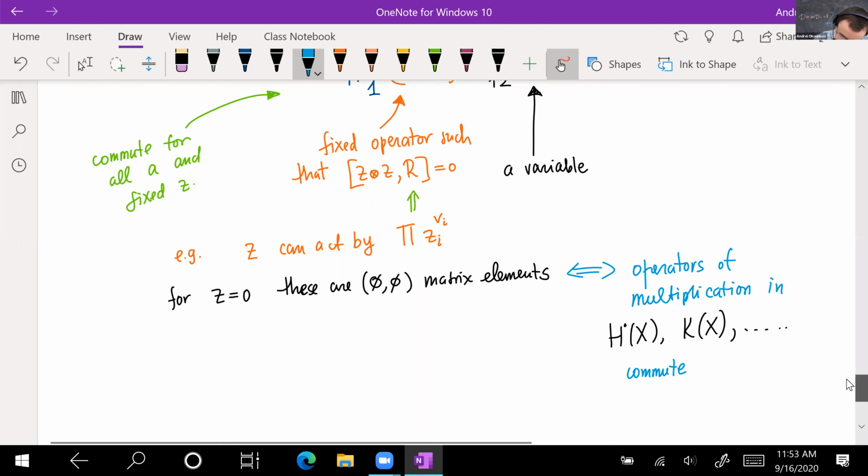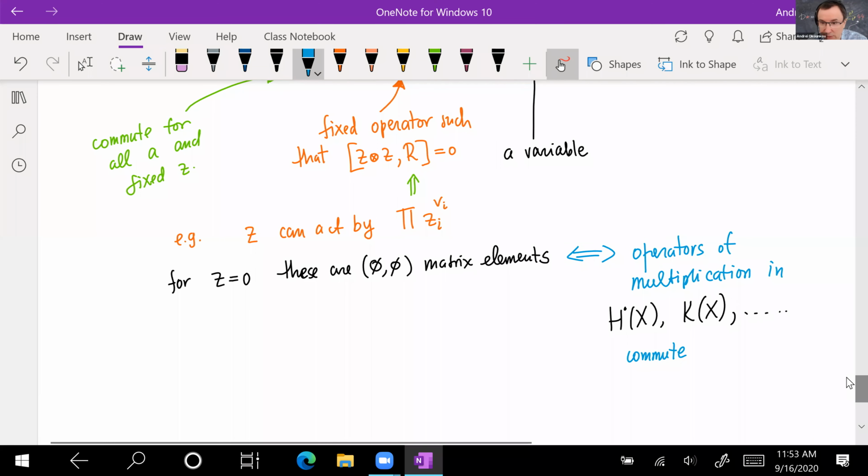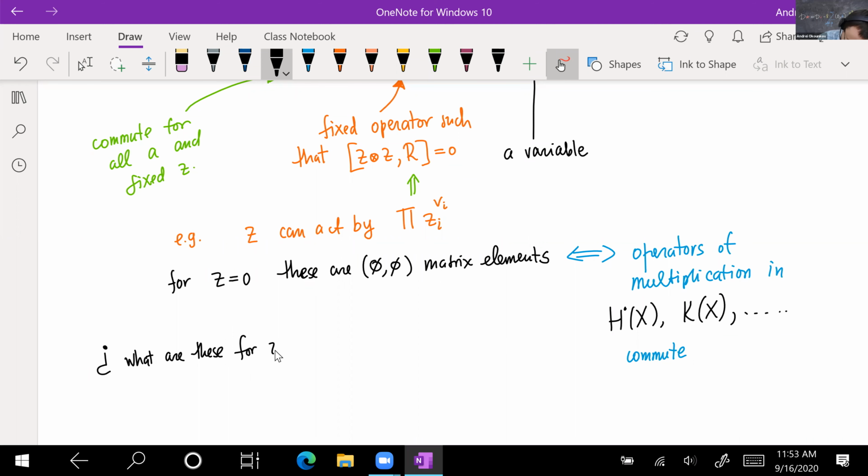And so I don't know why, maybe everybody knows the answer, or why people didn't ask last time. Last time we used this construction with Z equals 0, and maybe everybody knows the answer, but as a rhetorical question, I can ask: what are these operators for Z not equal to 0?